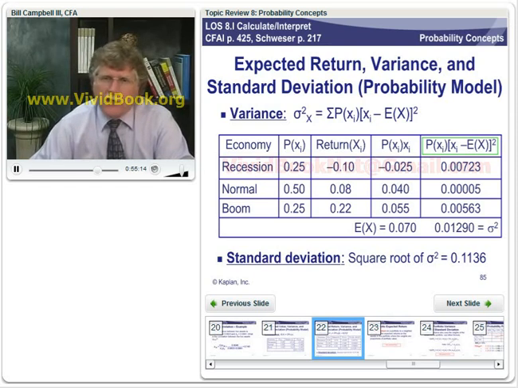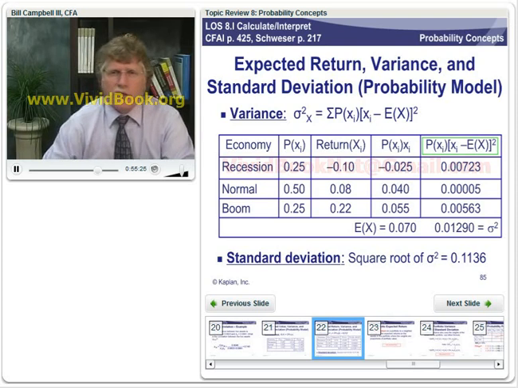And obviously, if sigma squared is 0.01290, we take the square root of that, we get 0.1136, or 11.36%.